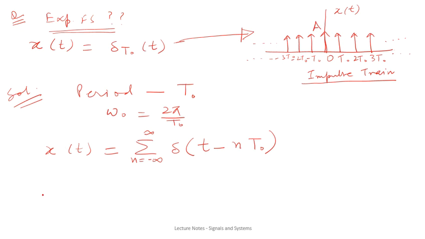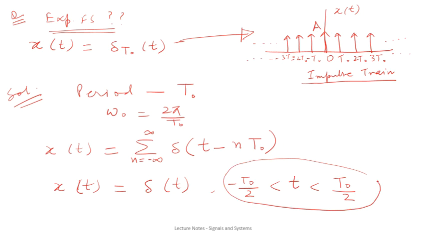Now there is one more thing which you can see from here, that we can write x(t) equals delta(t) if t is in between minus t naught by 2 and t naught by 2. So there is only one impulse, which is located here at t equals 0. So if t, that is the time, is in this interval minus t naught by 2 to t naught by 2, then x(t) will simply be equal to a single impulse. Now why is this important?